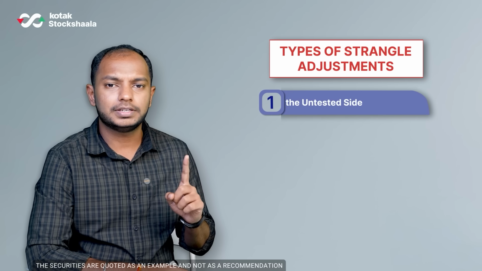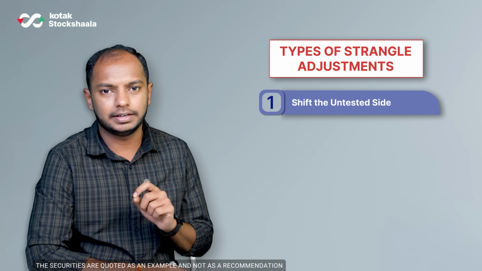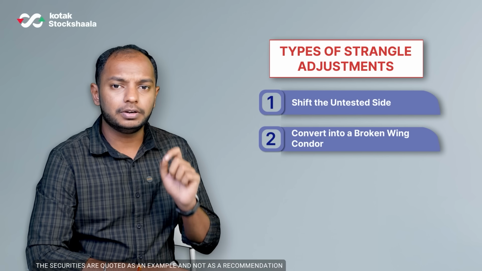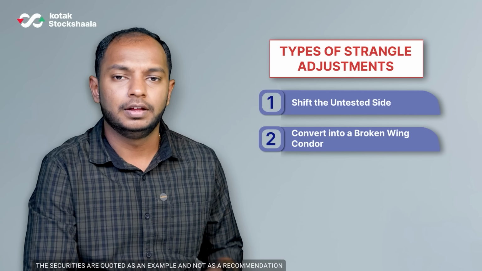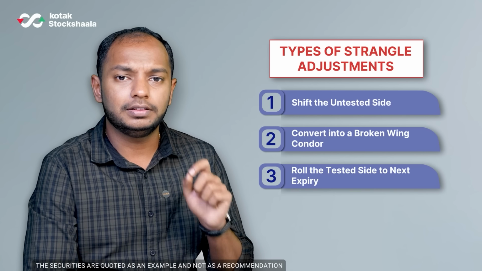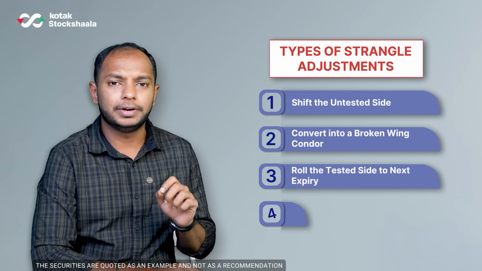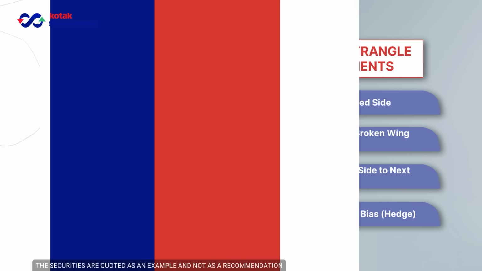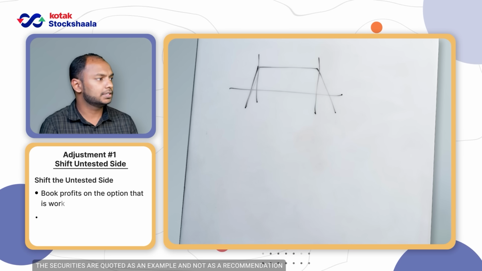By now, we know that none of the trades go as planned. So that is exactly why adjustments come into picture. And for strangles, I'm again going to give you 4 different adjustment varieties. The first adjustment is shifting the untested side. The second adjustment is converting your strangle into a broken wing condor. The third adjustment is shifting the tested side. The fourth adjustment is going for a directional bias via futures or a debit spread. So let's start with the first adjustment.